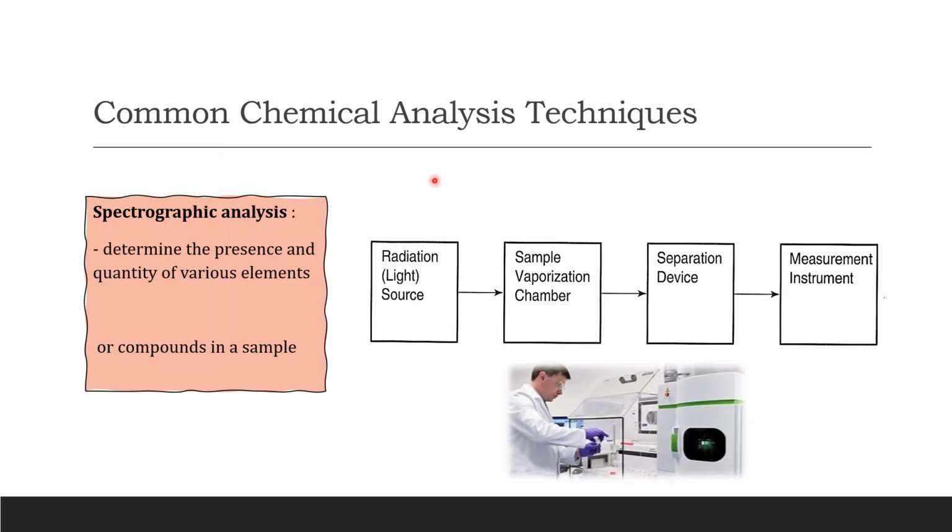The first technique that we use in chemical analysis is spectrographic analysis. You call it spectrography. What we do here is we use radiation, which is nothing but a light source, and we use it on a sample. We determine the presence and quantity of various elements or compounds in the sample we're analyzing. Those samples usually come from your equipment.